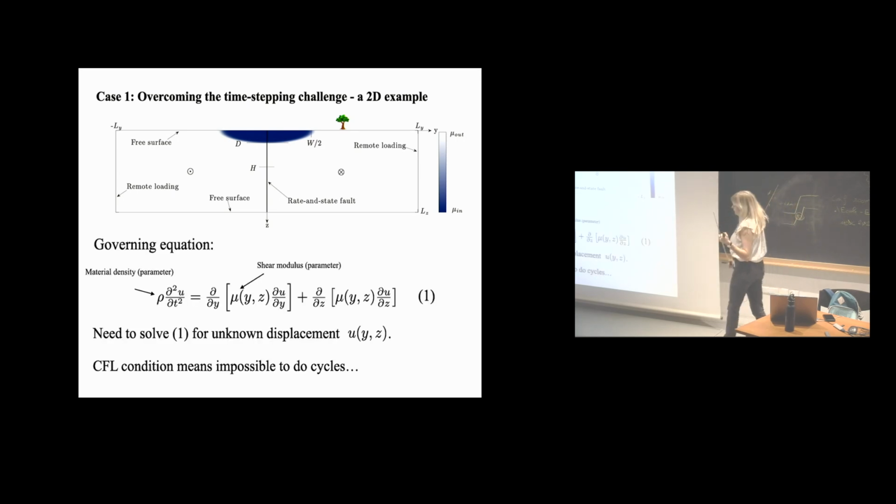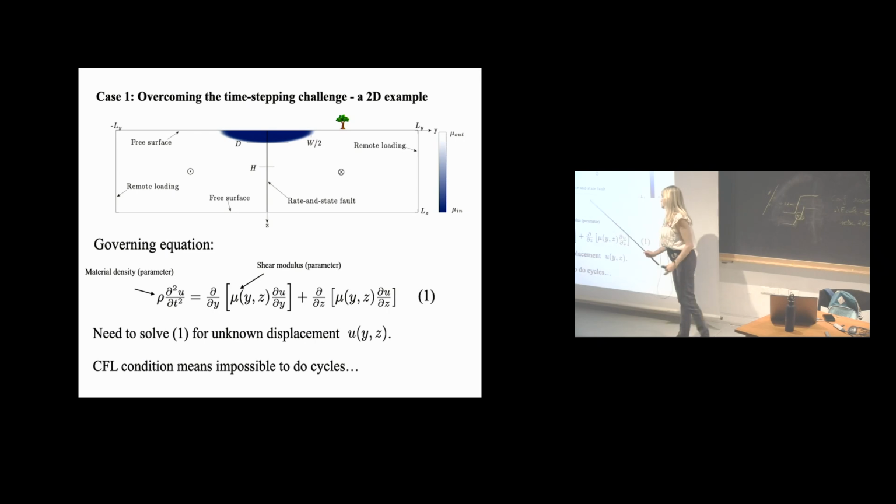So the first case here is overcoming the time stepping example. I'm looking at a vertical cross section of that 3D Rice model. So the rate and state fault now is this vertical line right here, and we have motion in and out of the plane. A governing equation is the wave equation for antiplane strain, and we need to solve one for the unknown material displacements u.